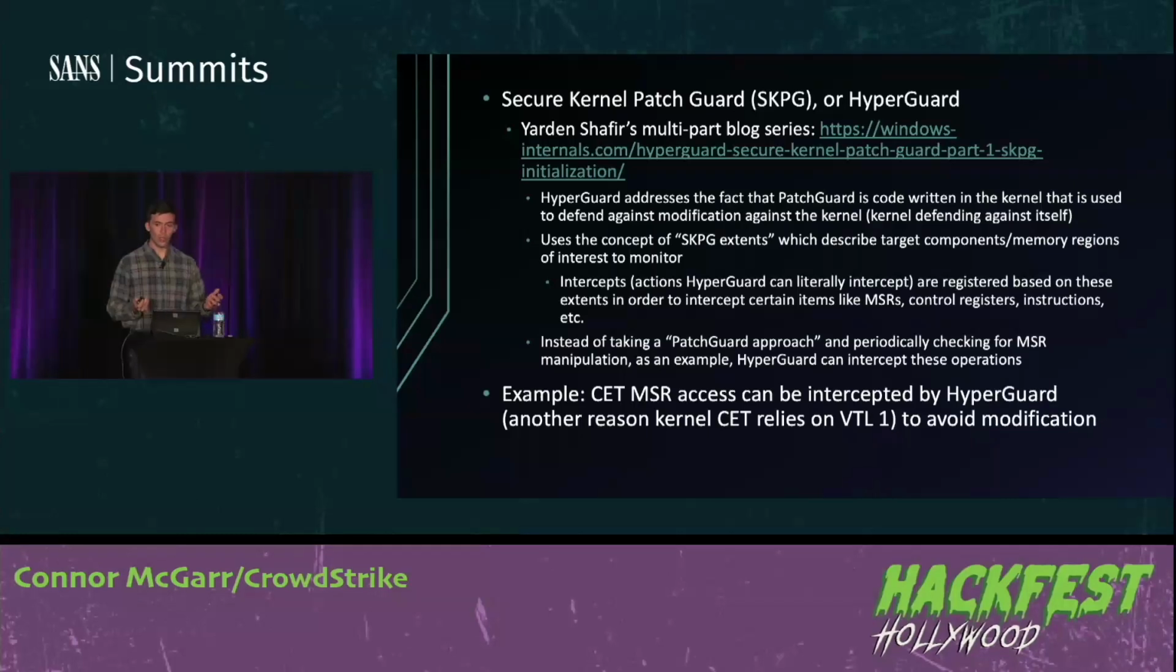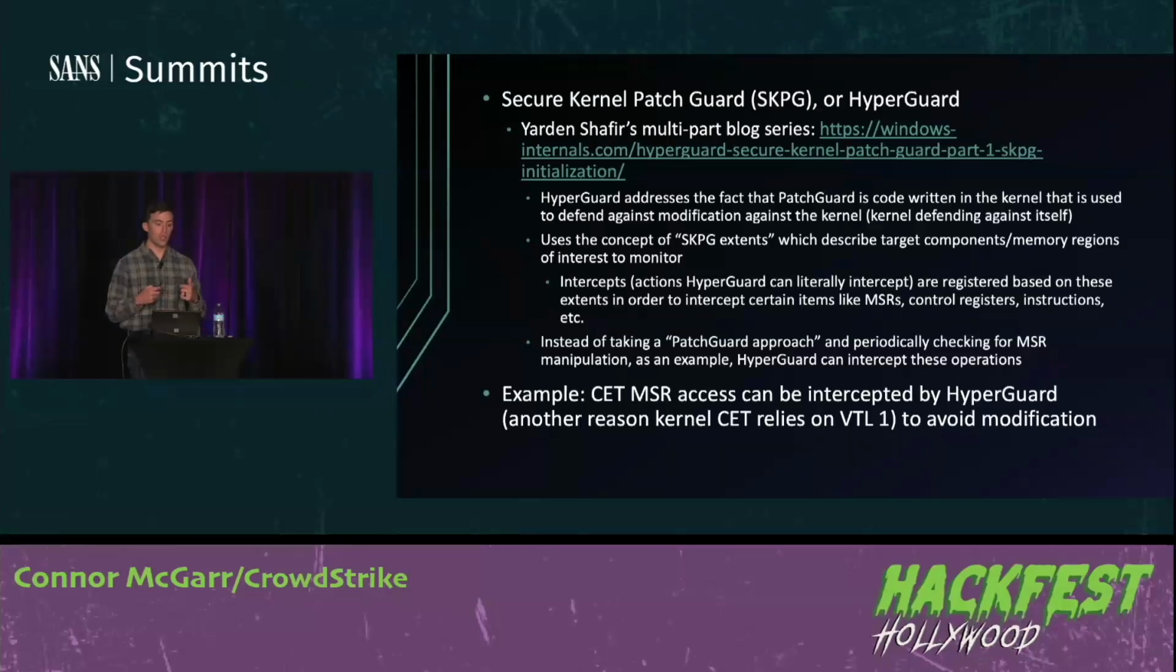So PatchGuard, you may have heard of it before. There's something called Secure Kernel PatchGuard or HyperGuard. I'll be referring to it as HyperGuard. And it addresses some of the shortcomings of PatchGuard. So PatchGuard, again, is a runtime checking kind of mitigation in Windows. But again, it runs into the same thing where PatchGuard is kernel code trying to defend against kernel modifications. Secure Kernel PatchGuard or HyperGuard can build on top of that, can do some of the same things like check things of interest like MSRs, control registers, etc. But it can actually intercept access to those using the hypervisor.